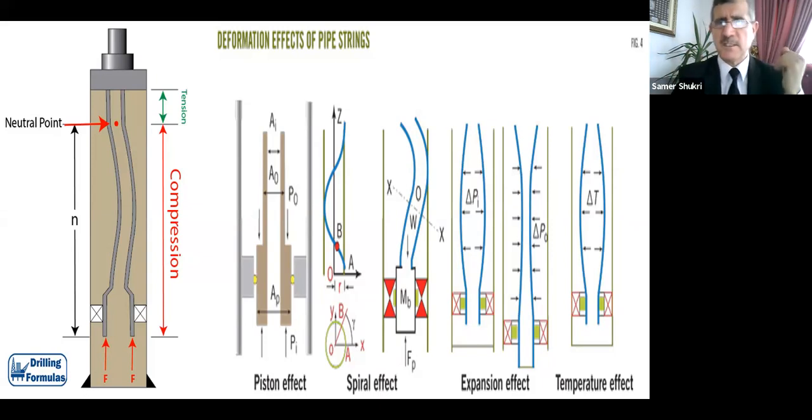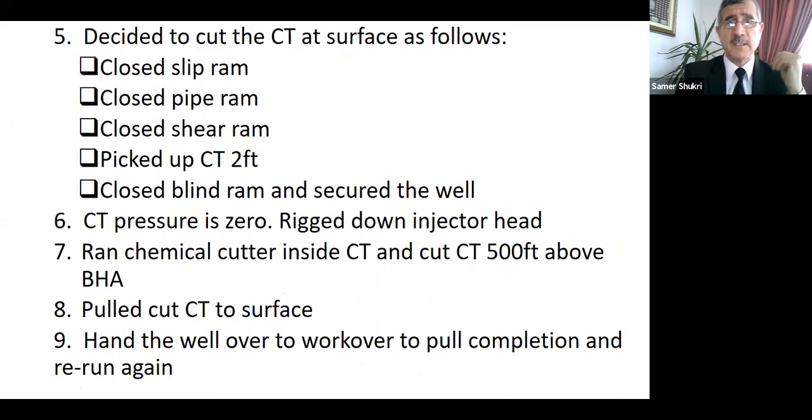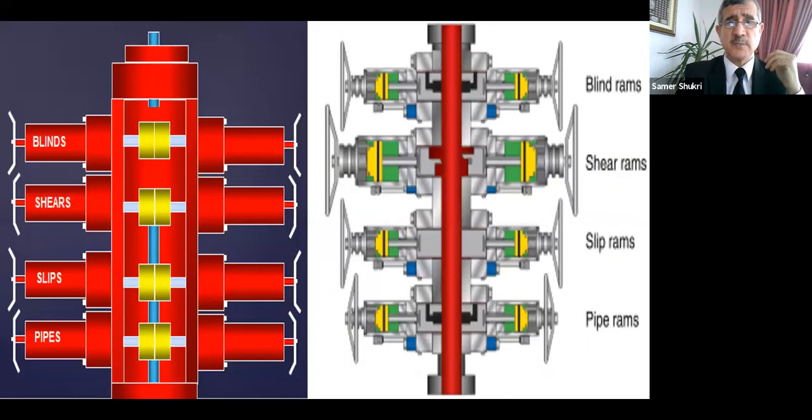So all of these, we can discuss them also during clean out, stuck coil tubing. This one needs more and more explanation. It may need about half an hour because it has too many things. We cut the coil tubing. For this we have to use this diagram.